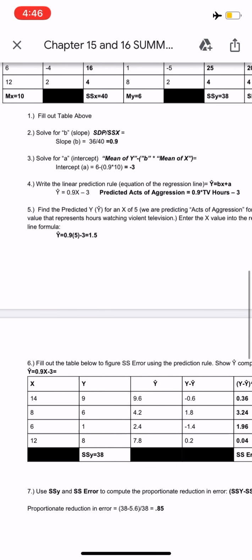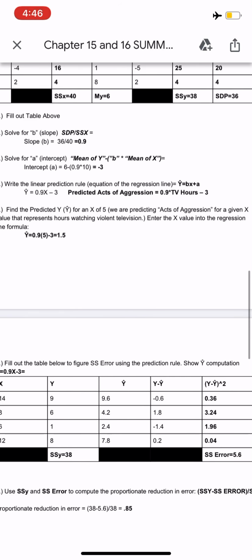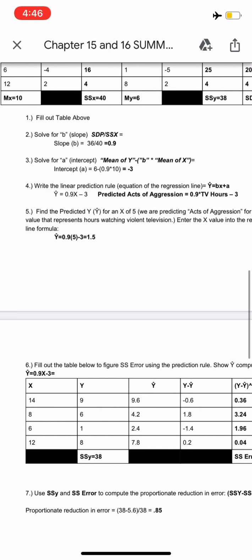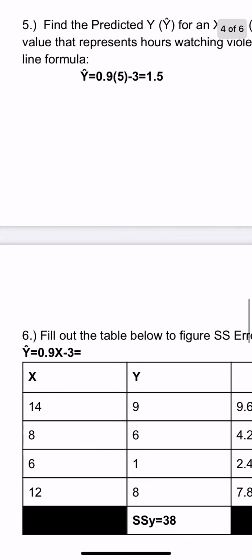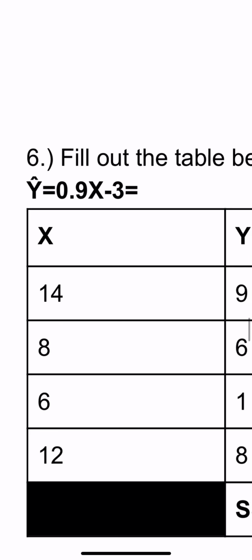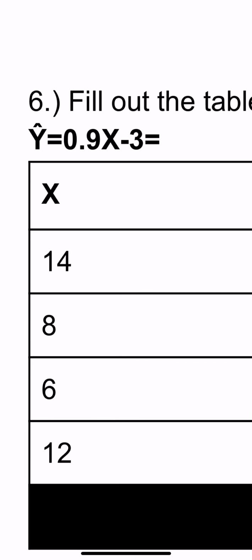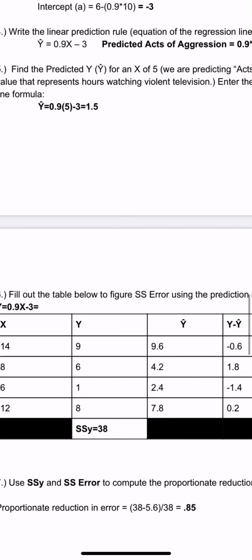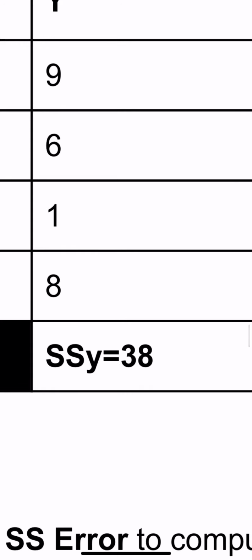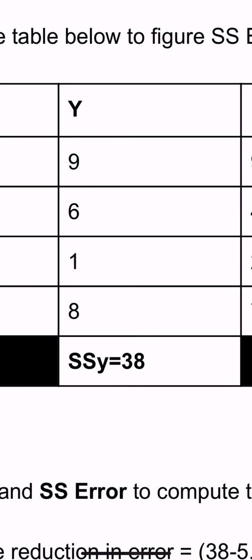All right, number 6, fill out the table below to figure SS error using the prediction rule, showing the y hat computations. Again, the same thing we just did above, we're going to do that same step for all the original x values. So we're plugging 14 into that formula, 8 into that formula, 6 into that formula, and 12 into that formula. SSY right here, we're going to need it for the final formula we use. We don't solve that here. I'm just writing it here, as I explained in the lecture. We get that from the above data, the first table we filled out. We need it, so I just put it there. If you're doing it the same way I do, once you solve it, when you get to this step just put it there.